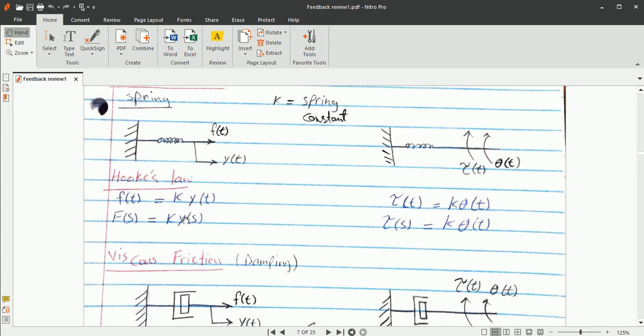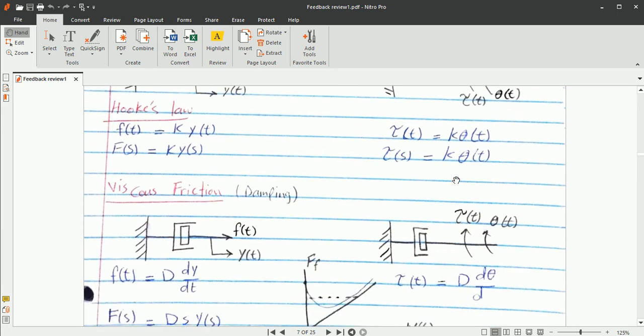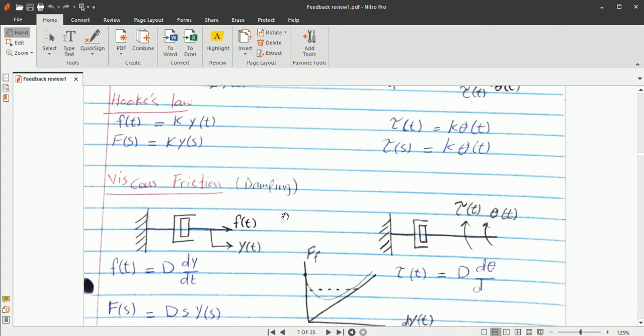For the spring, this is the relation you will use in the modeling, and for the torque and theta, you get tau is equal to k theta. You apply the torque, you get rotation. So tau is directly proportional to theta, tau is equal to k theta, tau of s is equal to k theta of s. Here it will be s. There are some errors, so just a simple one you should be able to understand now.